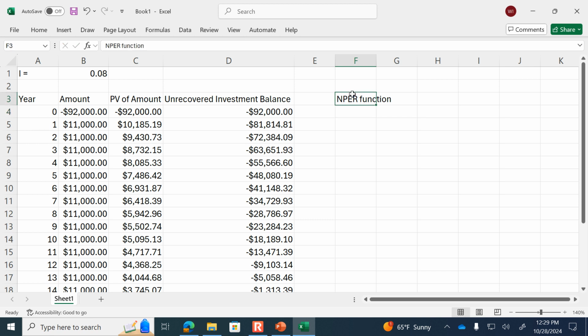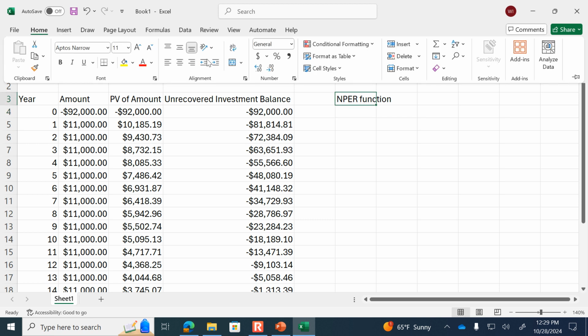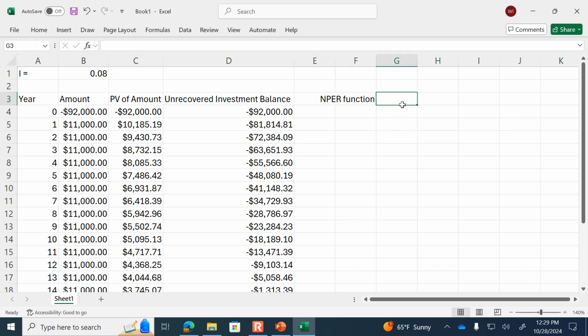I'm just putting in that text as a label. Here, when we actually do the function, it starts off with equals, as all of our formulas do, NPER, parentheses, and then it starts to give us little reminders on what it wants to know. It wants to know the interest rate. I can either type in the rate or click on the cell that has it. So 8%.